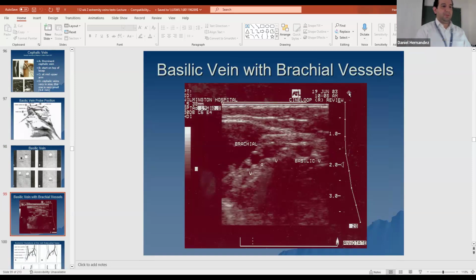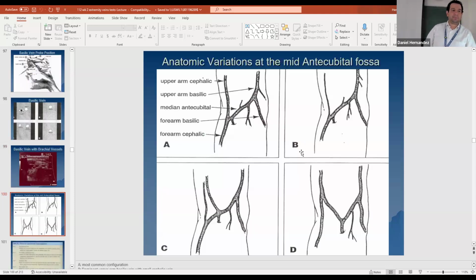Here is a nice sonographic picture in our upper arm demonstrating the brachial artery with the two veins and the basilic vein by itself off to the side, more medial.